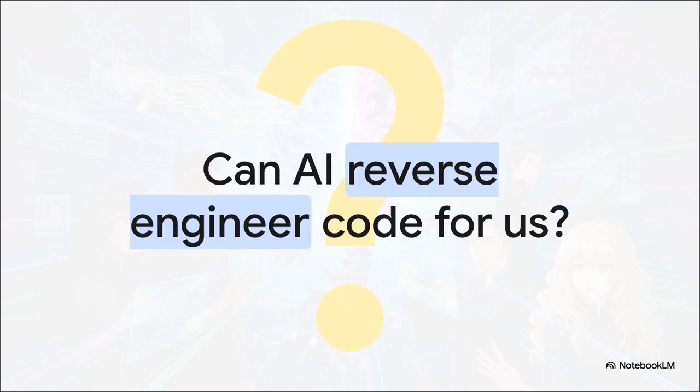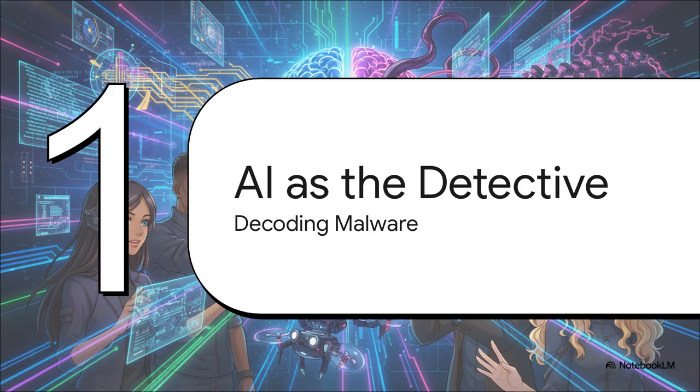Okay, so here's where things get really interesting. What if we hand that magnifying glass over to the AI? If these models are so incredibly good at finding hidden, abstract patterns in oceans of unlabeled data, could we use them to reverse engineer highly complex hidden code for us? Let's explore that in Section 4, AI as the detective.